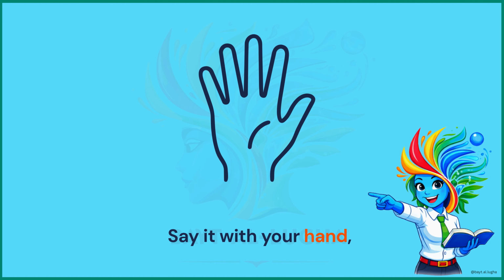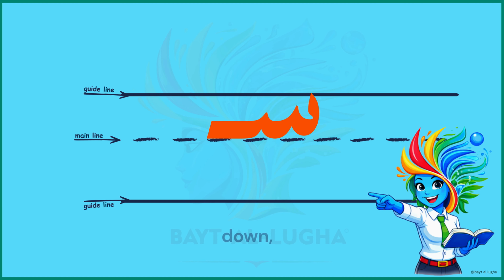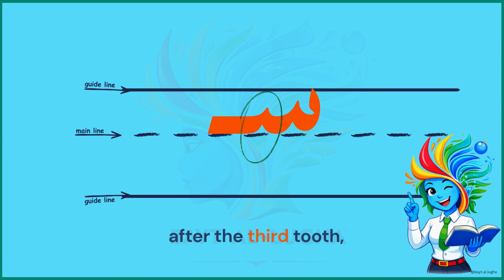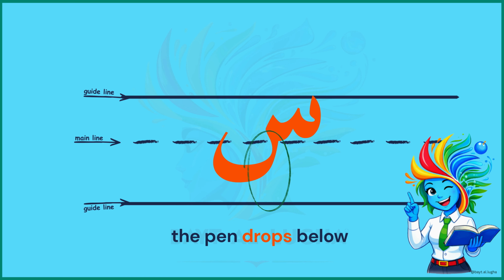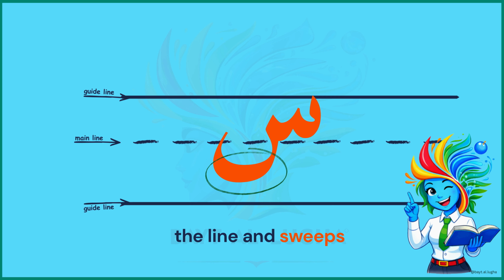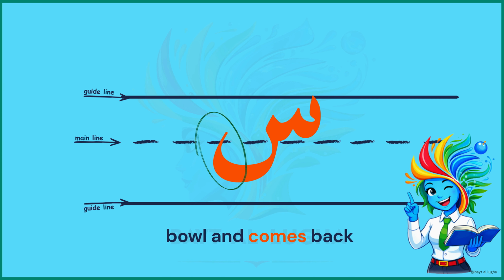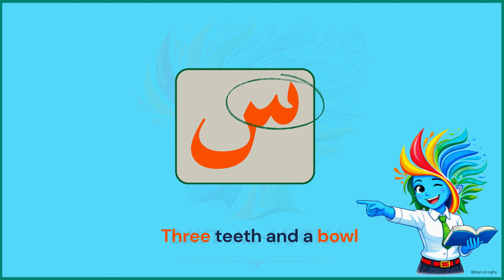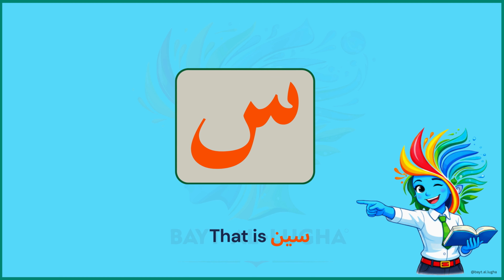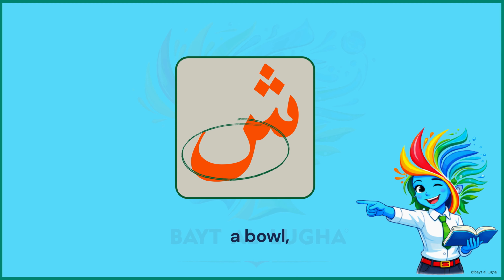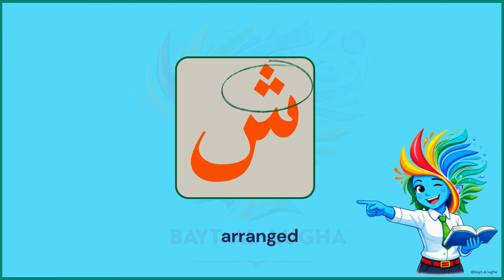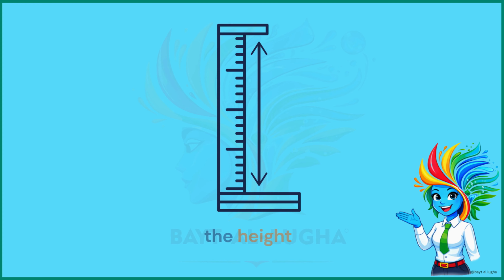Say it with your hand, not your head. Up, down, up, down, up, down. Then, after the 3rd tooth, the pen drops below the line and sweeps into a shallow bowl and comes back up to end level with the line. 3 teeth and a ball, that is seen. 3 teeth, a ball, and 3 dots above, arranged in a triangle shape, 1 dot sitting on top of 2, that is sheen.